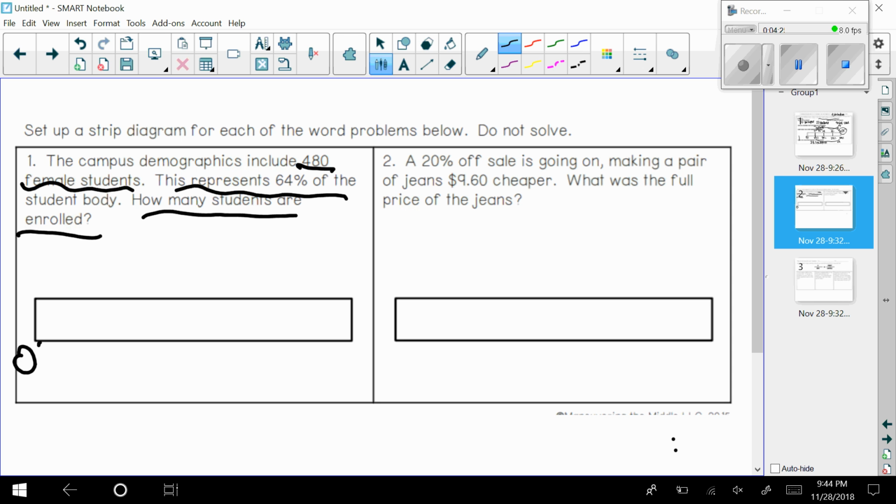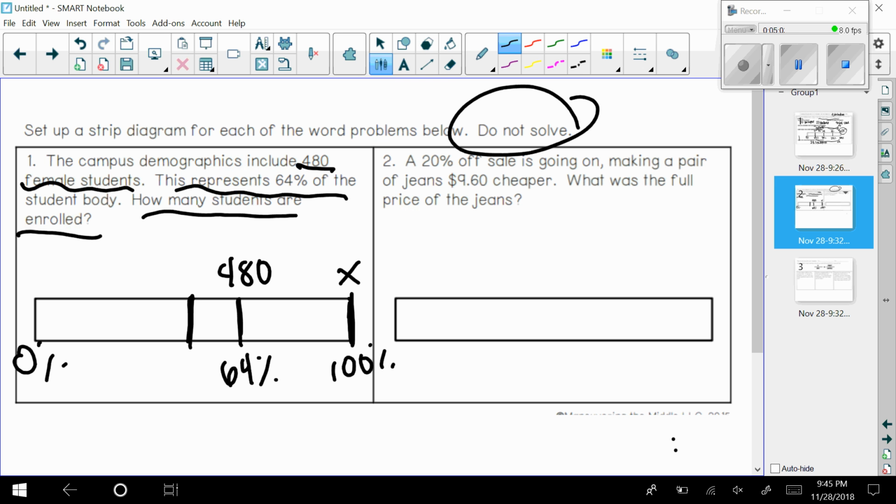Well, using a strip diagram, I know that this is 0% and this is 100%. And I know I'm talking about females, and that 64% is 480. Well, if we know 50 is here, 64 is going to be a little bit here, right? It's more than half, but less than 100, right? So we know that that's going to be 480. So when I set up this proportion, the piece that I don't know is this one right here, the total, the one that's the same as 100%. It tells us don't solve. It just says to set up the proportion. So there's our information, and that's how you would get going.